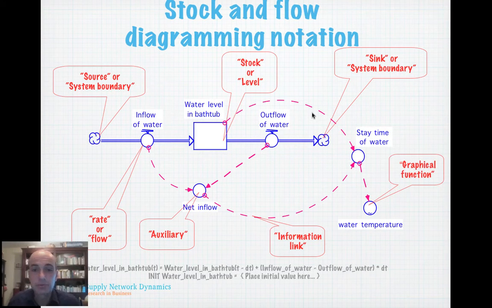The last type of auxiliary is, you see this little tilde sign in water temperature. That means that there's a graphical relationship underneath, a graph with an x and a y axis, rather than a mathematical formula.